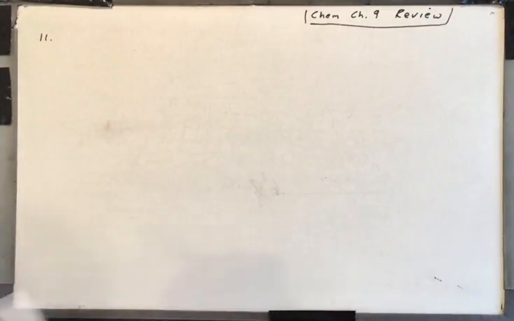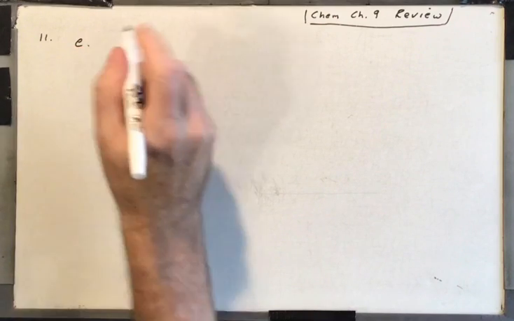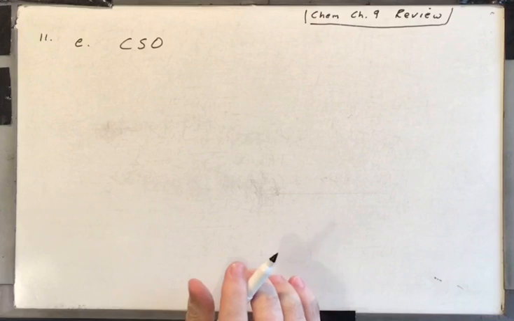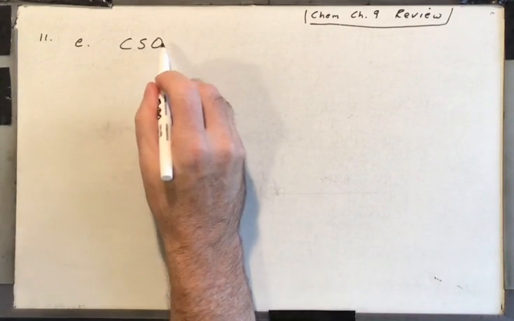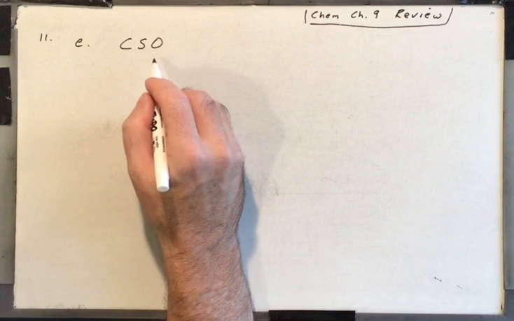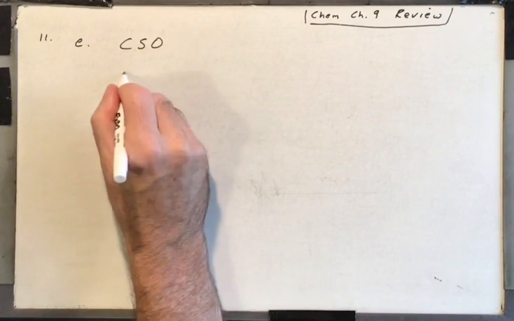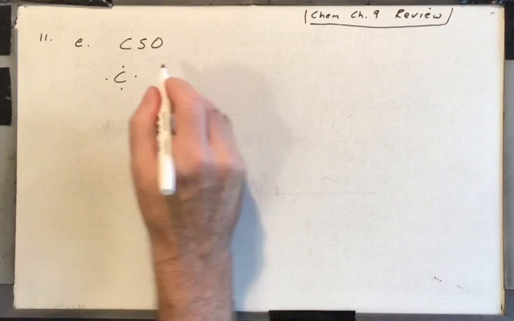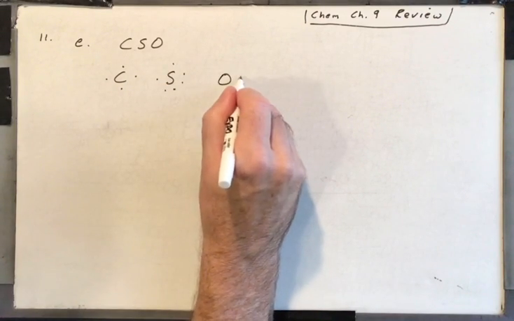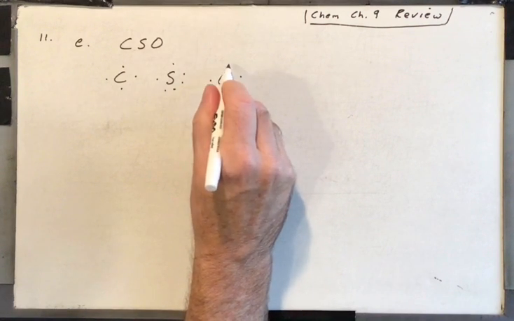Last one. You're saying, I'm glad. CSO. Sounds like a company that makes fencing or something. I don't know. Chemicals. CSO. All right. Carbon. Column 4. Sulfur. Column 6. 1, 2, 3, 4, 5, 6. Oxygen. Column 6. 1, 2, 3, 4, 5, 6.